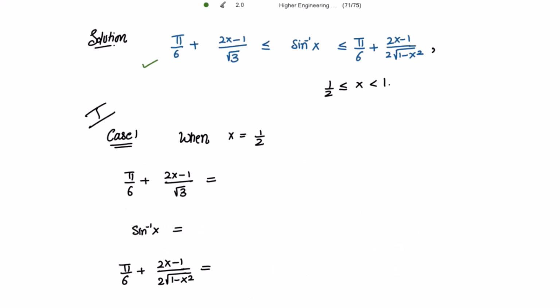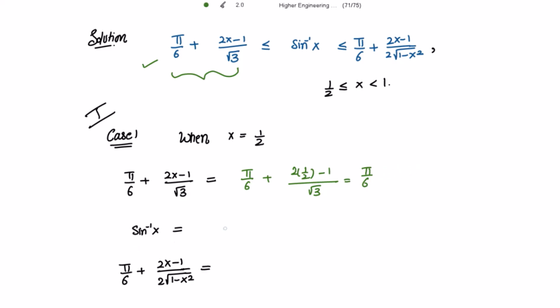For this inequality where x is greater than or equal to 1/2 and less than 1, the first case is when x equals 1/2. Let's check this expression first. Just put x equal to 1/2 over here. So this is pi by 6 plus 2 into 1 by 2 minus 1, divided by square root 3. That gives pi by 6 plus, this becomes 1 minus 1, that is 0, divided by square root 3. So this is 0, and we are getting pi by 6.